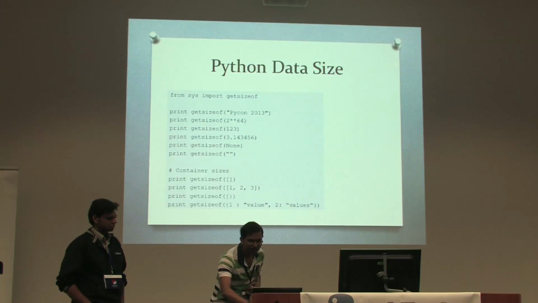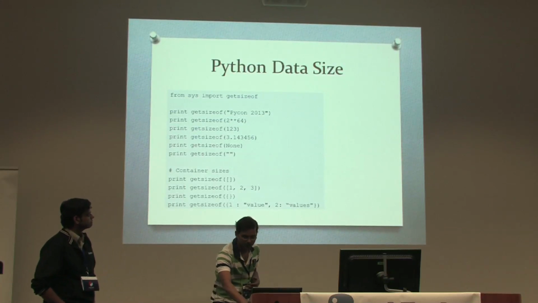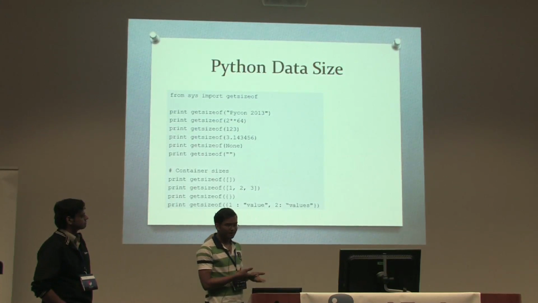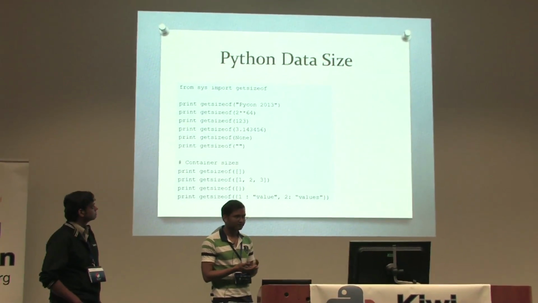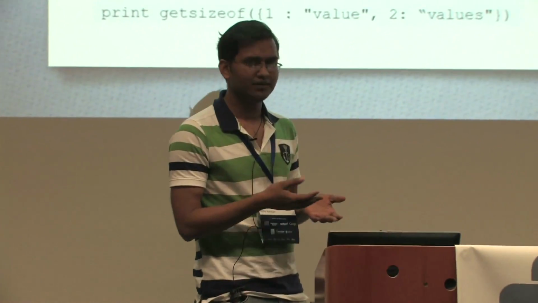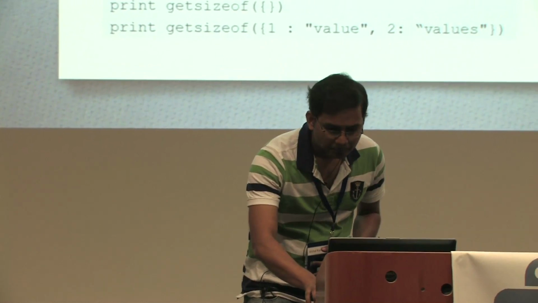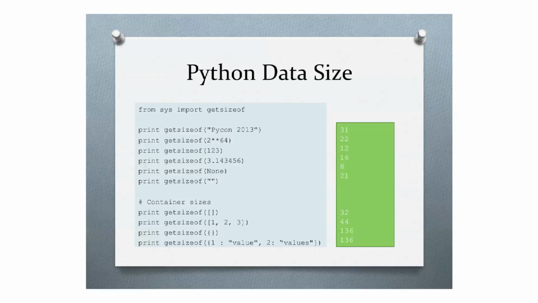Let's have a look at how the sizes of these objects look. As a sample, I just took a few strings, some numbers, and some containers like lists and dictionaries. The first string is just a 10-byte string, which is represented by 31 bytes in Python VM. A 64-bit integer, which could have taken just 8 bytes in C, is taking 22 bytes to get represented in Python VM. And an empty string itself takes 21 bytes.